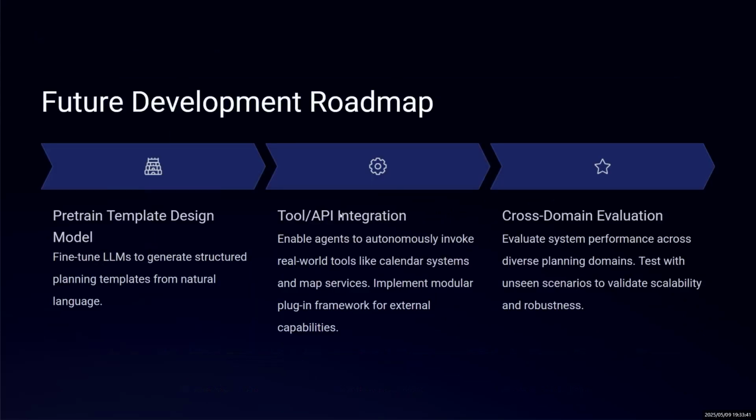So this is our future development roadmap. First is to build a pre-trained template design model and do fine-tuning if we get more data. The second is tool and API integration, to help our agent system invoke some real-world tools. And the final one is to do some cross-domain evaluation with different scenarios to validate our system. Yeah, thanks for watching.